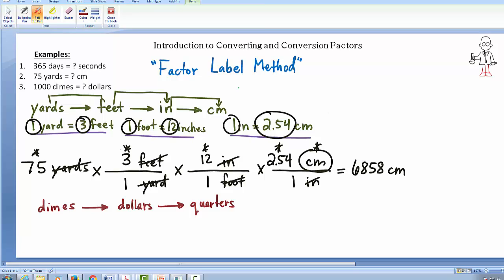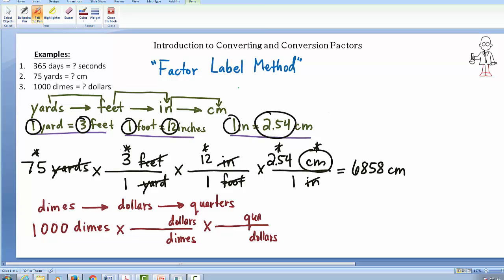So let's see, can we do this without writing out the conversion factors and doing it in our head? So this starts with 1,000 dimes times, I want to get rid of dimes and go to dollars, times, I want to get rid of dollars, and I want to go to quarters.